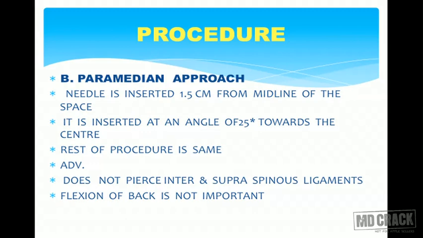Now, what are the advantages of paramedian approach? There are certain advantages. First and foremost, it does not pierce the interspinous and supraspinous ligaments, which may be the cause of back pain which patients normally complain of after spinal anesthesia, say after 1 or 2 months, that the patient complains of severe back pain, and it is always blamed on the anesthetist that the spinal anesthesia given during a particular surgery may lead to this back pain.